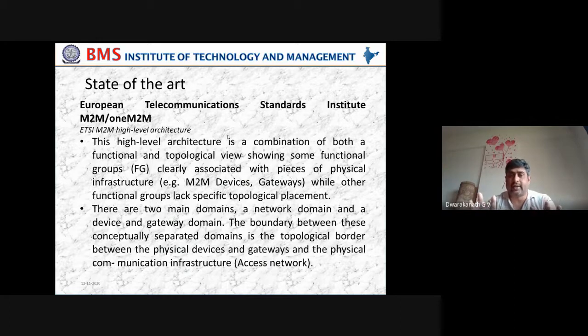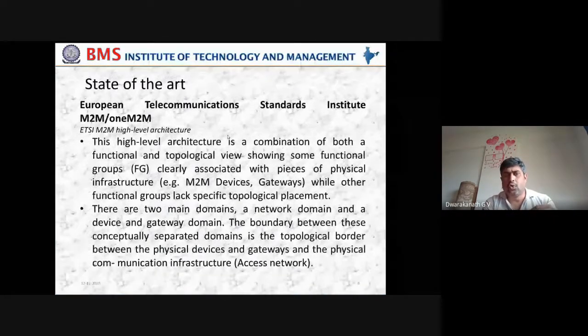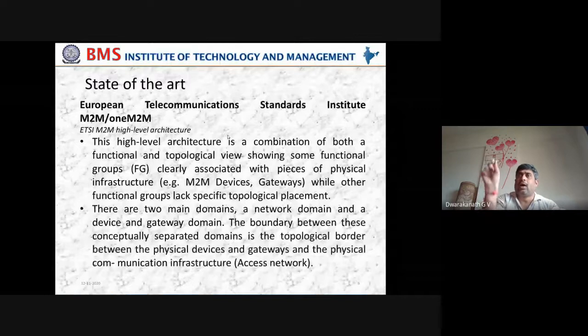Now take the first thing here. What is the first thing here? In a high level architecture, we are seeing two things: the functional and the topological. What are the functional components here, and what are the functional requirements? What is a topological view? Where should I place this? If I place this component here, will this functional requirement be solved? After placing this, I can make a functional group. How will this functional group interact with other functional groups?